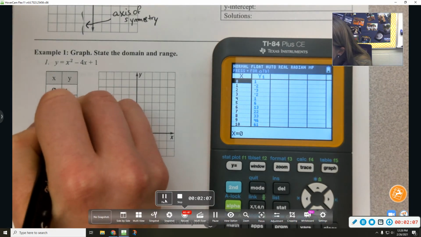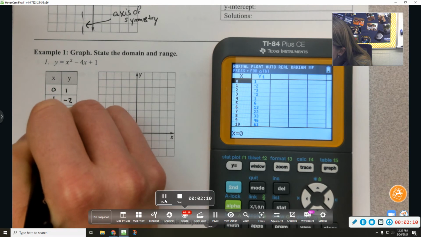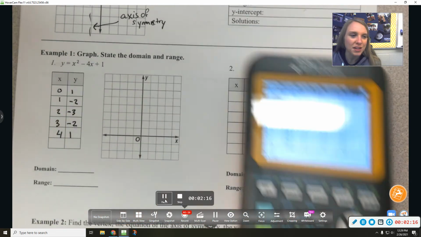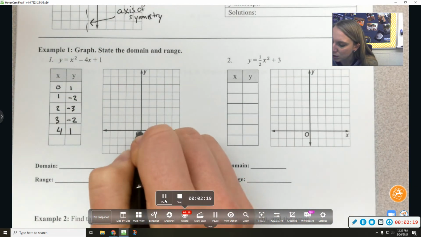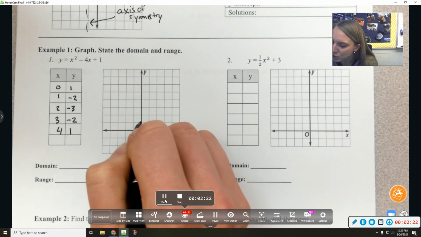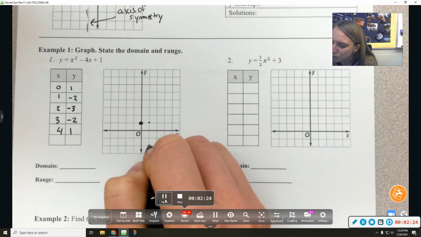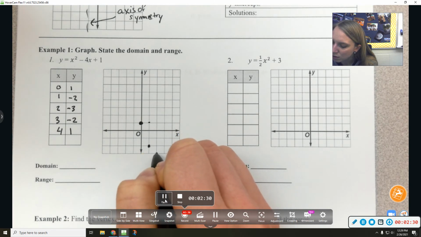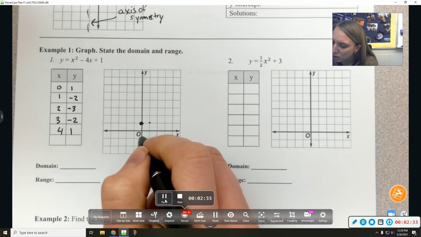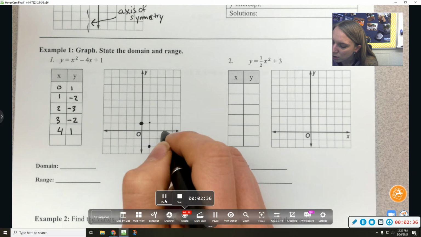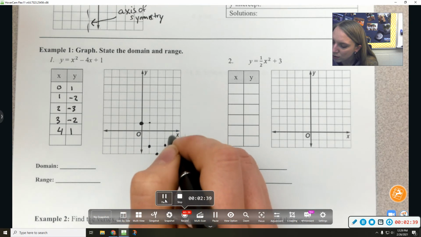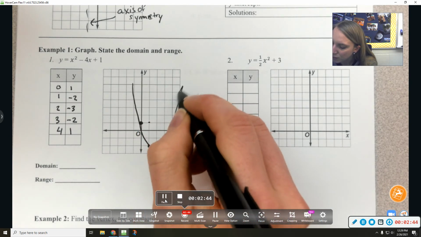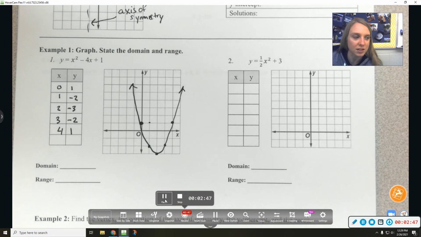So we can do 0, 1, 1, negative 2, 2, negative 3, 3, negative 2, 4, and 1. Okay, I'm not super picky about this. We'll do 1. That's probably good. So 0, 1. Whoops, 0, 1's right here. 1, negative 2, 2, negative 3, 3, negative 2, and then 4, 1. Okay, as you graph this, we have a parabola that looks like this.